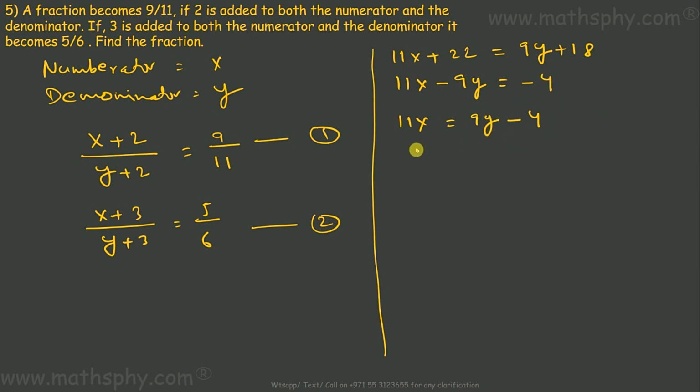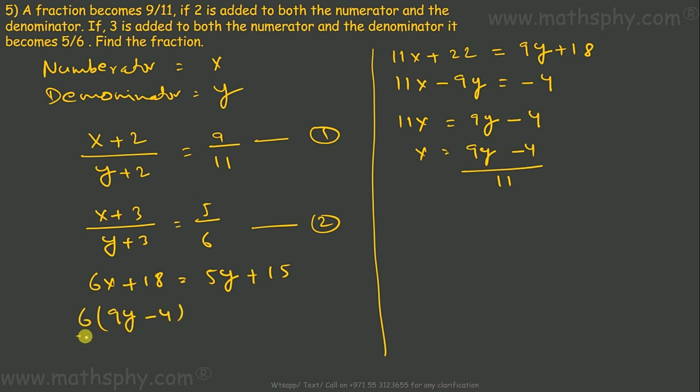And x would be (9y minus 4) over 11. Let's replace this x in this equation here: 6x plus 18 equals 5y plus 15. So 6x means 6 times (9y minus 4) over 11, plus 18 is equal to 5y plus 15.